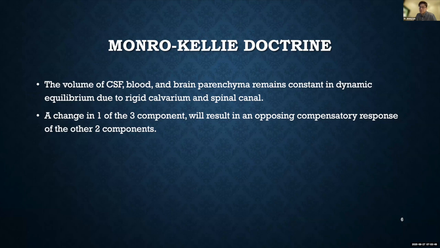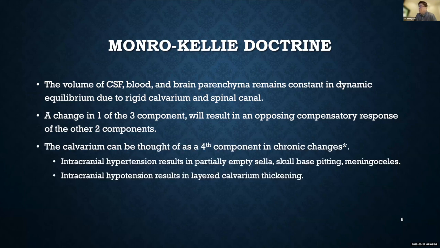So you have a mass, a bleed, that kind of thing. Now, there's a modified Monro-Kellie doctrine being proposed, that the calvarium can be thought of as a fourth component, even though it's a rigid structure. When you have chronic hypertension or hypotension, there are actually skull findings, calvarial findings. For example, in chronic hypertension, you can get a partially empty sella, skull base pitting, and meningoceles. Whereas in hypotension, you can get what's called diffuse calvarial thickening, and I'll show you examples of that.